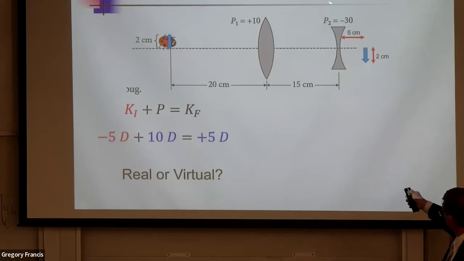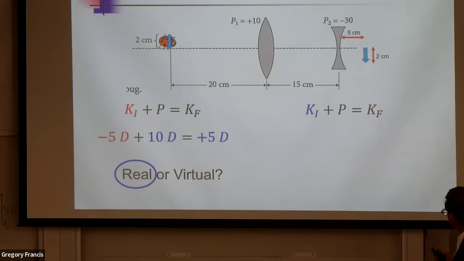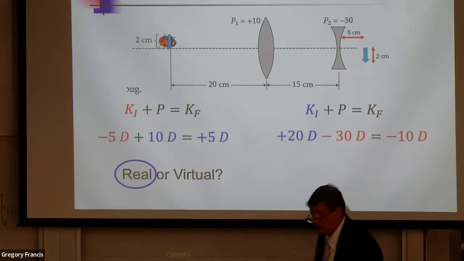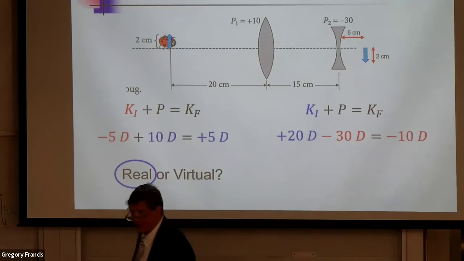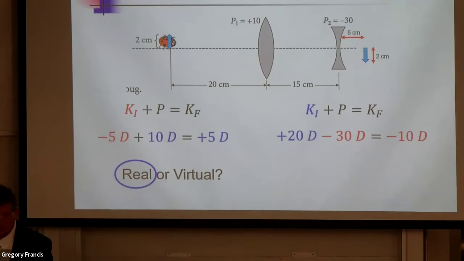If this were the only lens, would this be a real image or a virtual image? Shout it out. Real. Real, yeah, good, okay. Now, because this curvature has a radius of 0.05 meters, that's gonna be 20 diopters. That's a really tight curve. It's got a radius of only 5 centimeters. Everyone see where I got the +20?